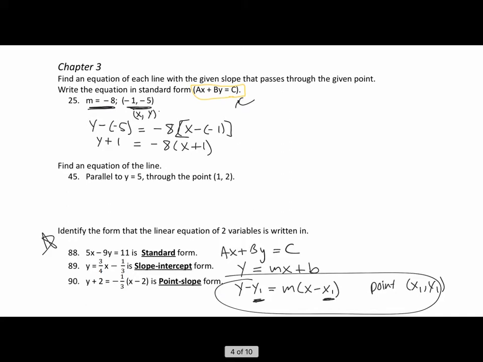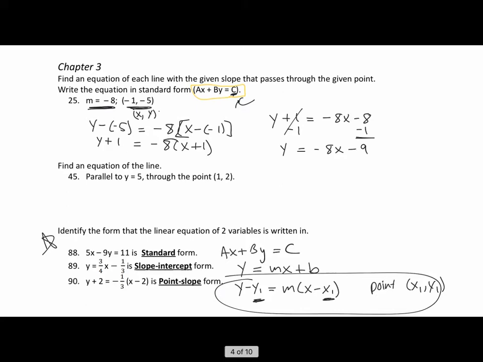And then I'm going to have to distribute this negative 8 here. So on the left side, y plus 1 equals the right side. Negative 8 times x is negative 8x, and negative 8 times 1 is negative 8. So I do want my number terms to be on the same side. That's what that c is, just the constant or number term. So I'm going to opposite 1 from both sides of this equation. Then y equals negative 8x minus 9 altogether.